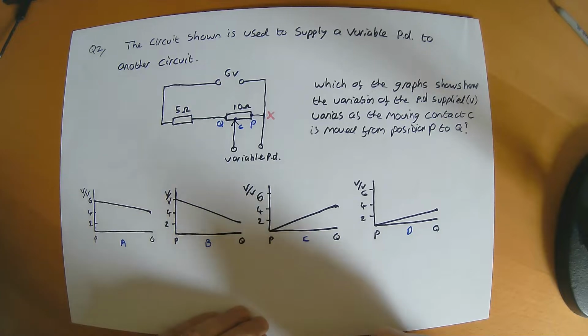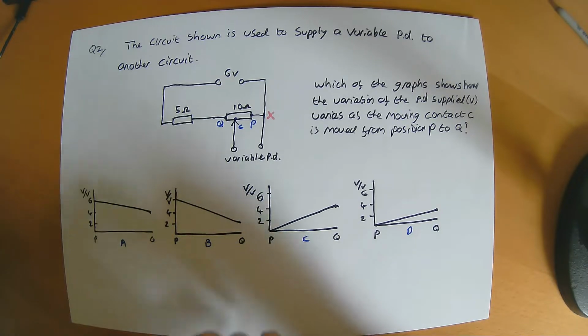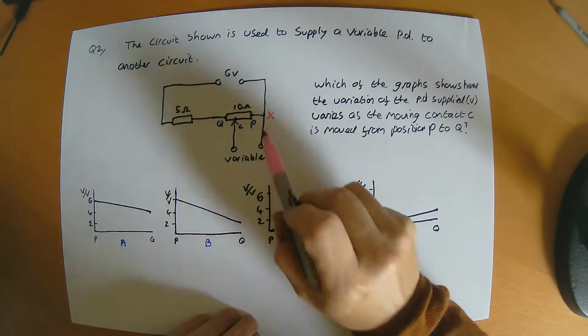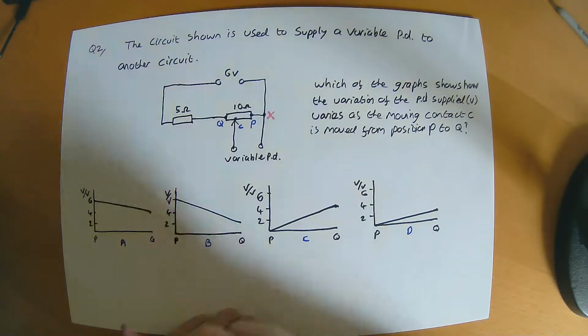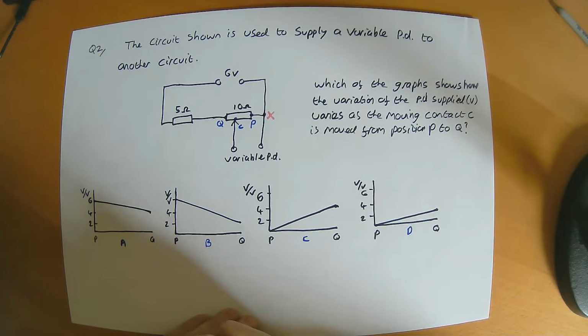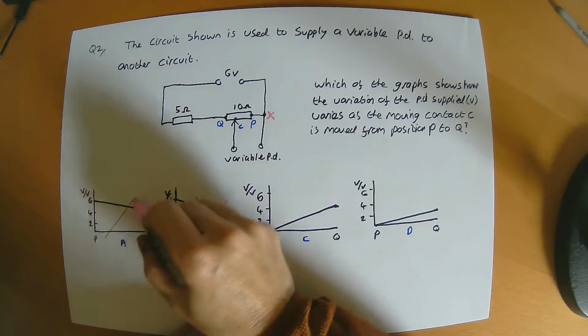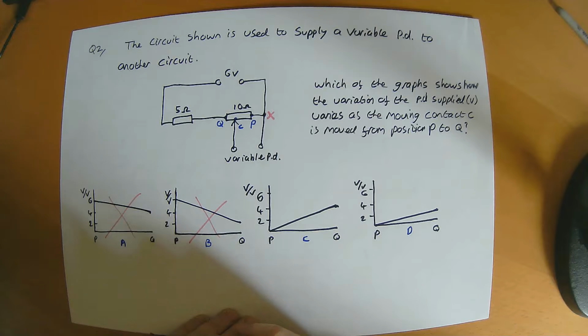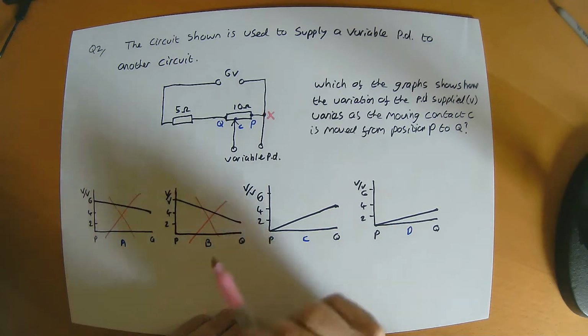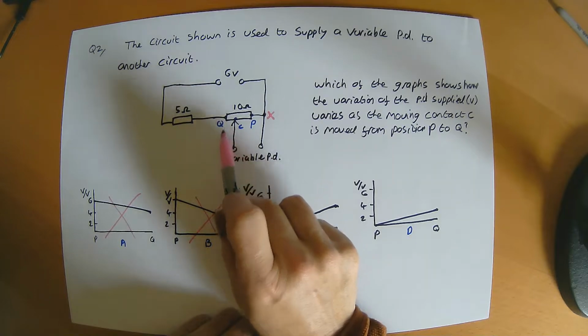This, which looks quite complicated at first, is a simple potential divider question. I've marked point X here, and between point X and point P there's no resistance. And that means that when the contact C is at P, the potential difference between X and P is 0. So that means we can rule out both of these graphs because they don't start with a potential difference of 0.